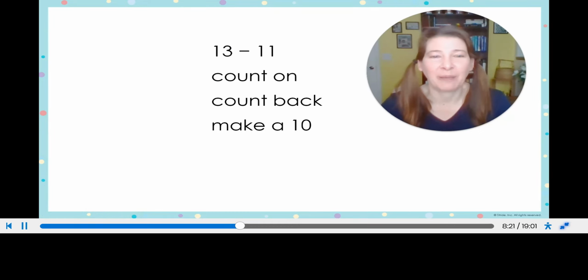How about the problem 13 minus 11? Would you count on? Would you count back? Or would you make a 10?